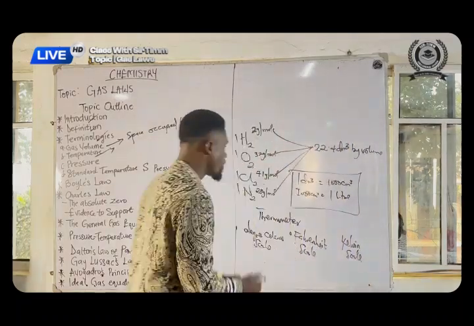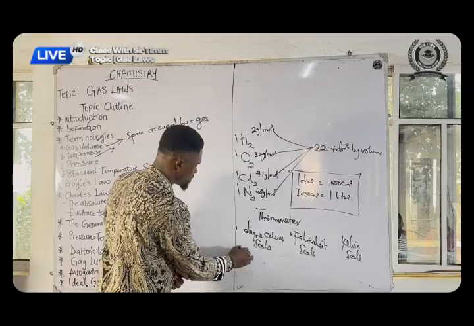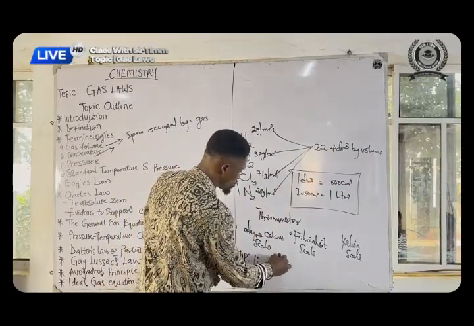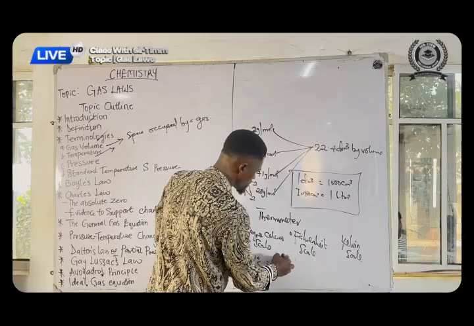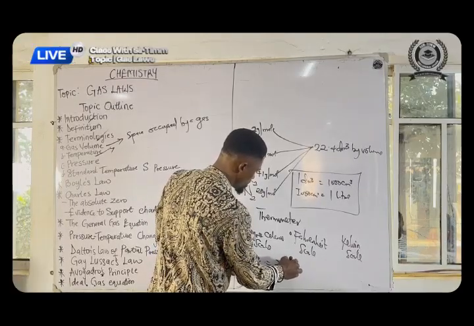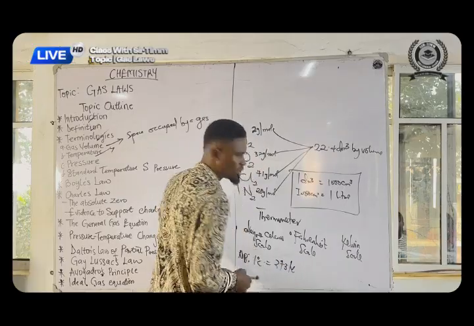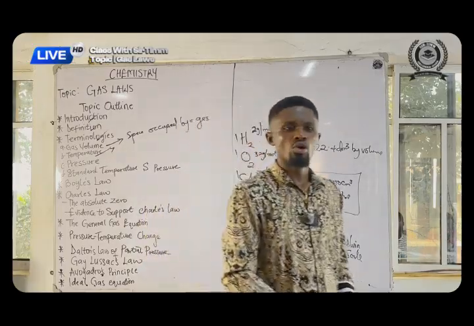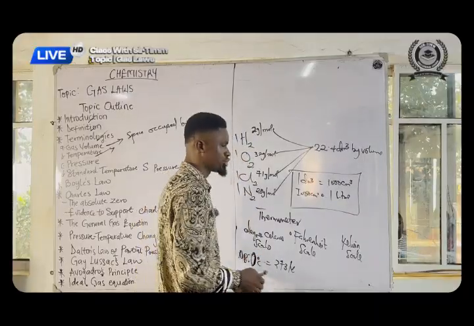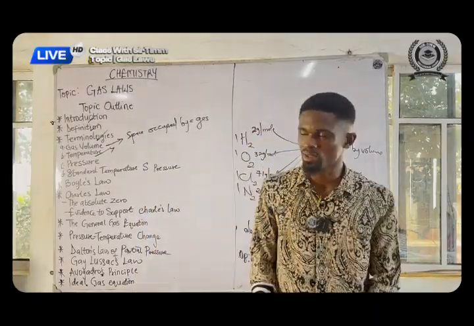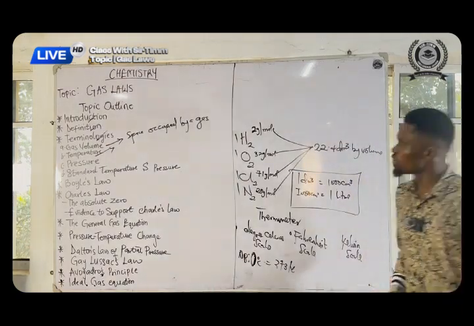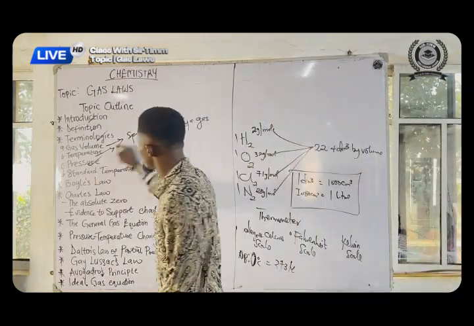Am I communicating? So I said I should note that 0 degrees Celsius is equal to 273 Kelvin. Am I communicating? Good. So let me go to pressure.